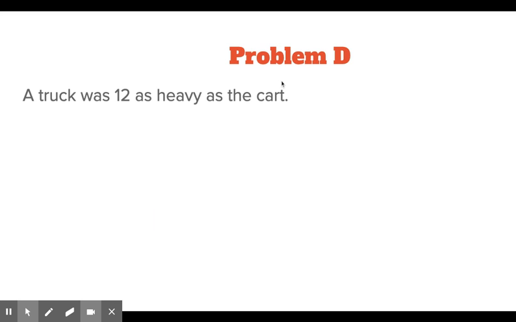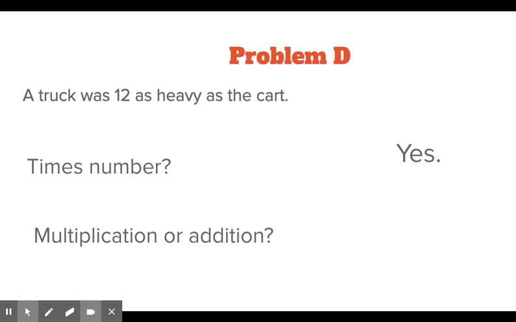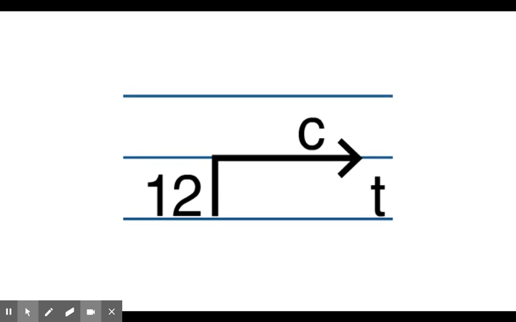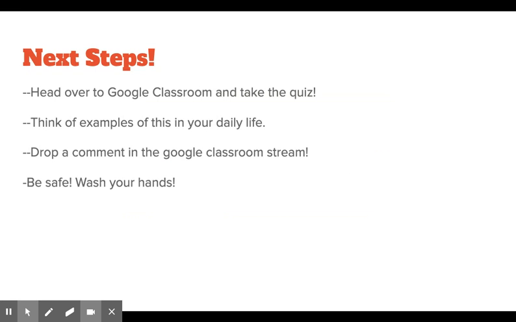All right, problem D. A truck was 12 times as heavy as the cart. Does that have a times number? Yes, it does. I forgot to write the word times, but yes, 12 times as heavy as the cart. Yes, it has a times number. Does that mean it's multiplication or addition? That means it's going to be multiplication, right? So you write your multiplication family, you know your times number. Your times number is going to be 12. 12 times this cart will tell you about the truck. All right? So that's how you work these problems.